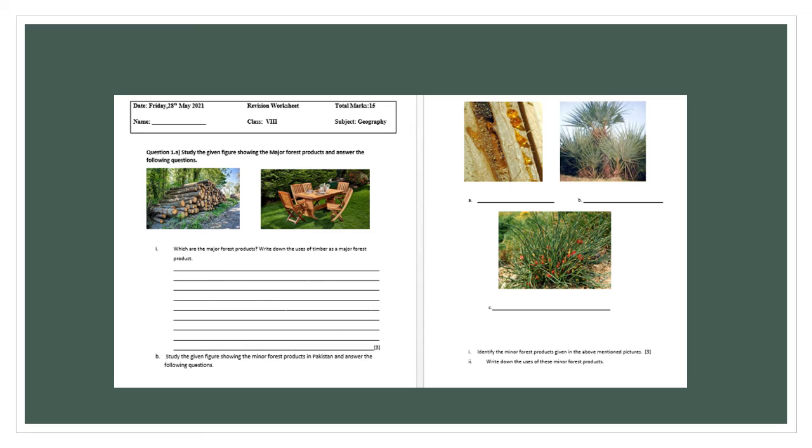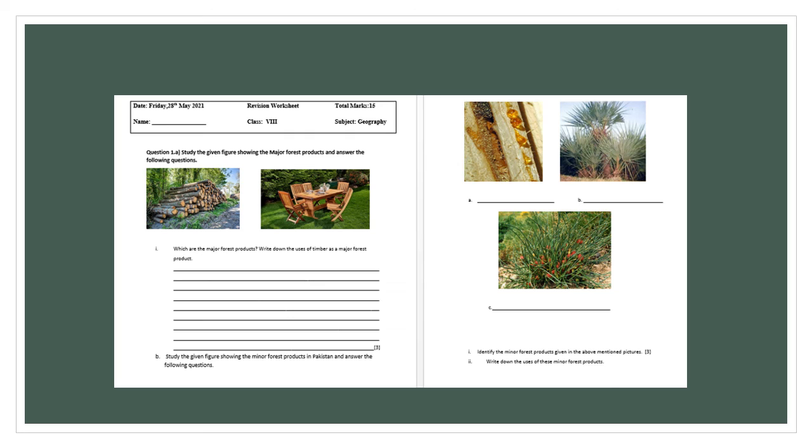Students, this is time for the worksheet about forest products and causes of deforestation. Question number 1 is, which are the major forest products, and write down the uses of timber as a major forest product. We have discussed it in the lesson also, and you can see it in your textbook. Question number 1, B part is, study the given figure showing the minor forest products in Pakistan. You have been given these pictures, and you will identify the minor forest products given in these pictures. Then the second part is, write down the uses of these minor products.